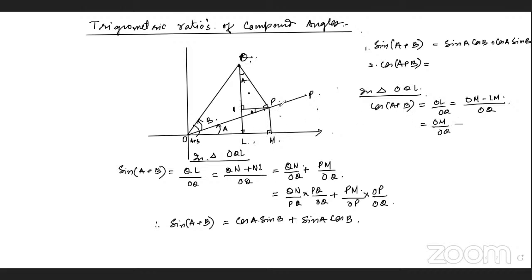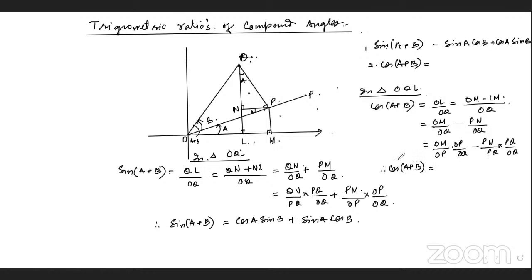You see that LM is equal to PN. Okay, this is N here, mind it. So LM is equal to PN, so it is PN upon OQ. Again, you will have to do one thing. OM is a side of triangle OPQ and hypotenuse OP, so you will multiply and divide by OP. So OM upon OP into OP upon OQ minus PN. PN is the side of triangle PNQ and the hypotenuse is PQ, so you will do PN upon PQ into PQ upon OQ. Fine. So therefore, you will have cos of A plus B.